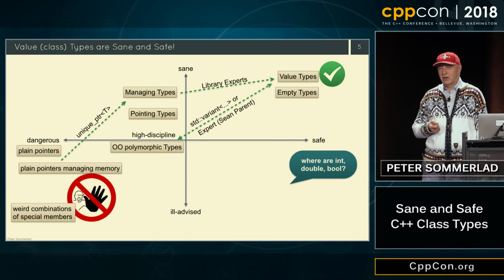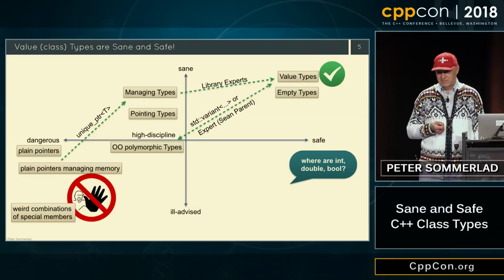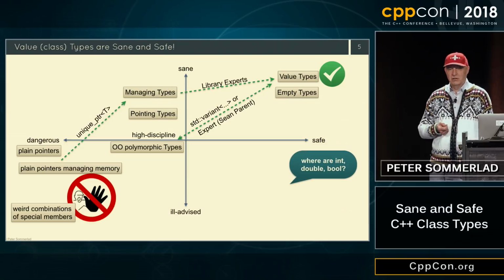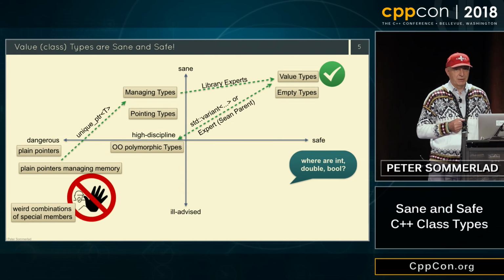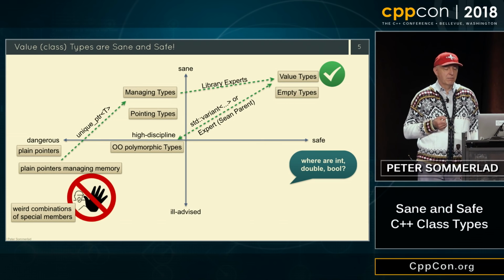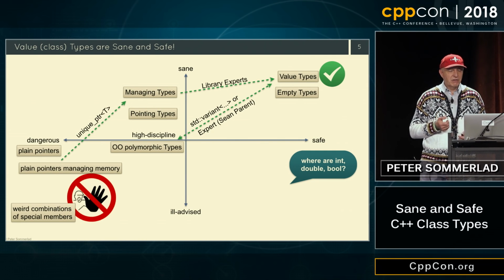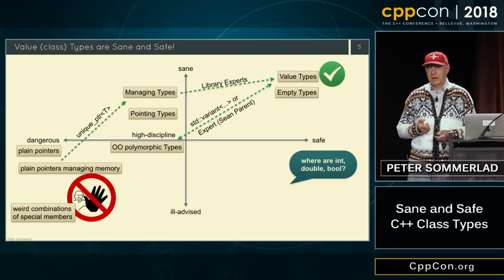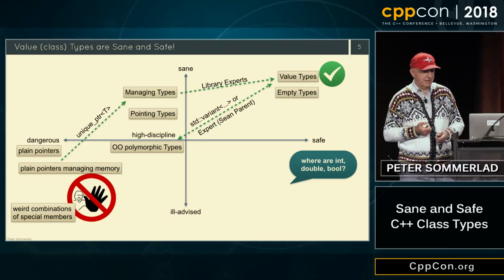And then I've seen code where you have very interesting combinations of special member functions. Don't do that. Rely on the rule of zero, or if you actually do something interesting, then you end up at least in the hard hat, high discipline area of polymorphic types or managing types, where you actually have to deal with destruction and so on. The only reason to write these weird combinations of special members is for testing templates. And I gave some examples yesterday.